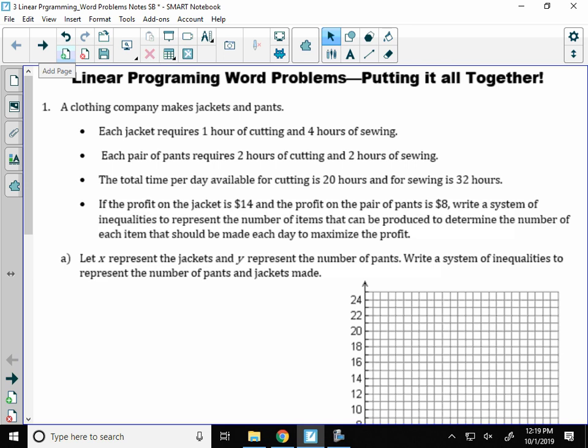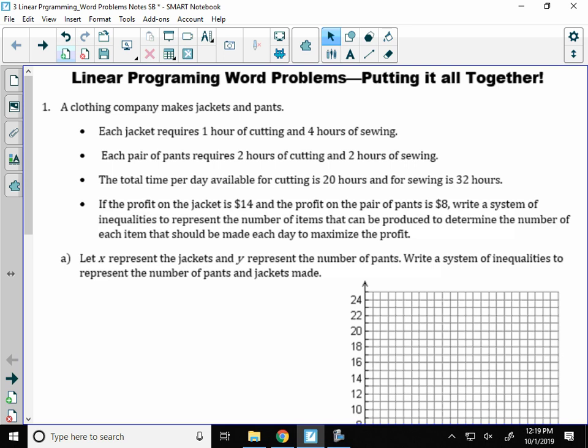A clothing company, it says, makes jackets and pants. It gives you a bunch of information. It says the jacket takes 1 hour to cut out the fabric, 4 hours to sew. The pair of pants takes 2 hours to cut the fabric, 2 hours to sew. And it says they have 20 hours for cutting fabric and 32 hours for sewing.